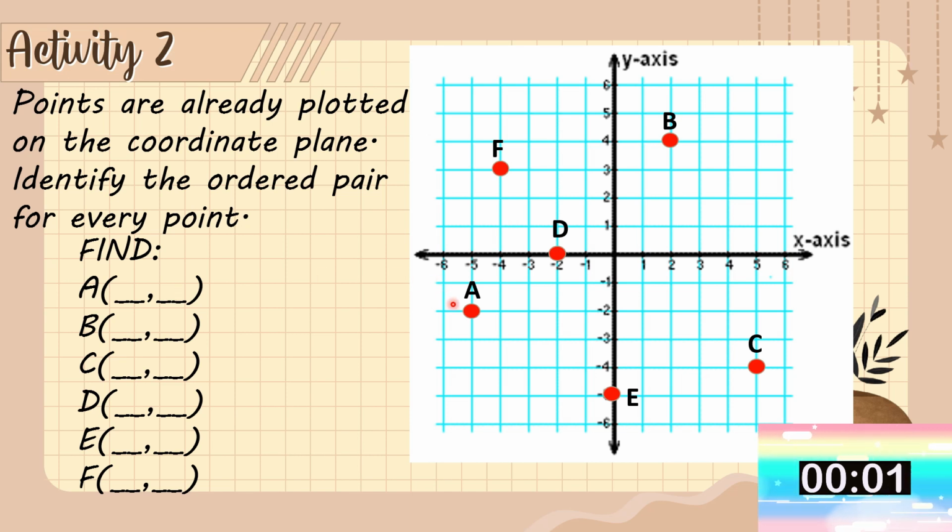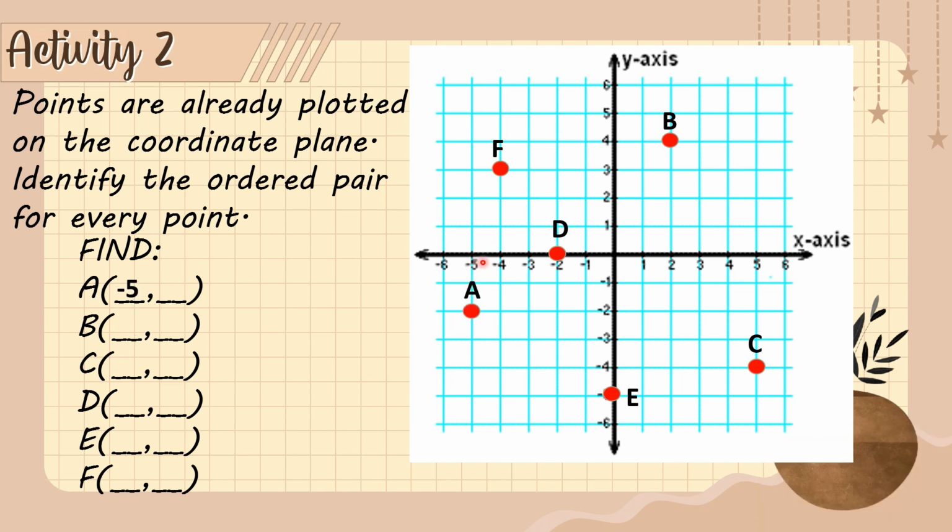Now, si point A naa diri, which is negative 5 sa x, and ang atong y is naa diri, which is negative 2. Now, let's proceed to letter B or point B. Ang atong x is here, positive 2. Ang y na to is here, which is positive 4. Now, sa point C, ang atong x is positive 5, while ang atong y is negative 4.